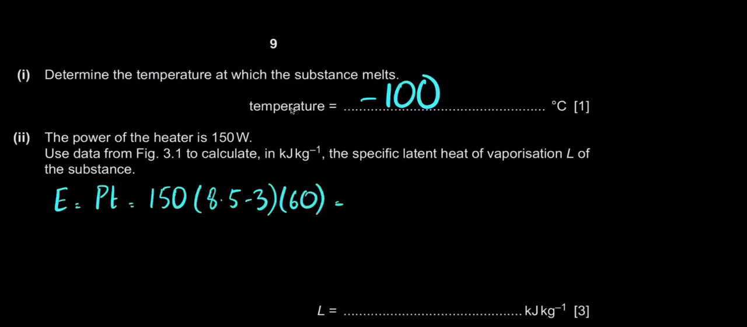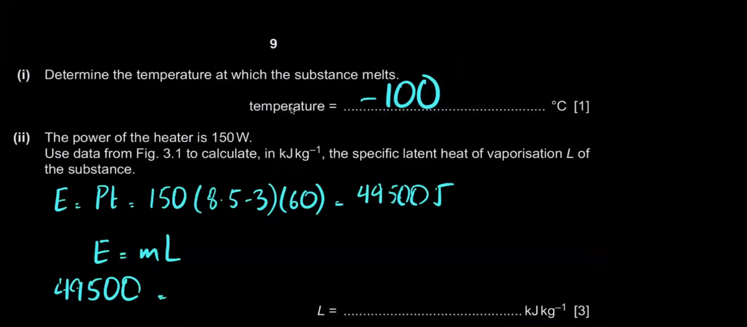So 150 times 5.5 times 60 is 49,500 joules. And this must be the same energy which is absorbed by the substance. So if I use E equals ML here, right? 49,500 is the energy. The mass was given as 0.045. And from this, we can calculate L.